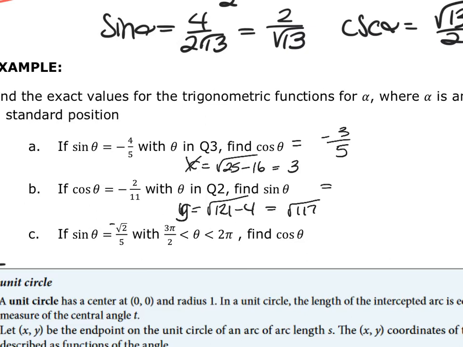I'm so used to doing r, I'm like, oh, let's just do r. It is a square root of 17, which is your y value, over your radius, which is 11. So any questions on those first two?